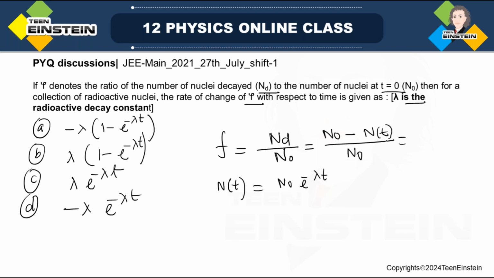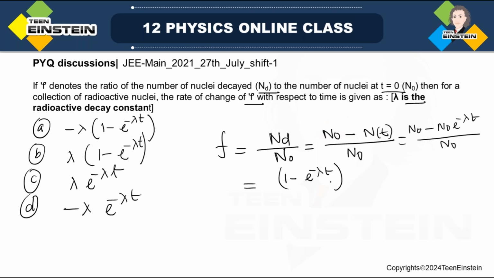Let me clean this. This N of t is the number of nuclei present in the radioactive sample after time t. So that we have written, N0 minus N0 e to the power minus lambda t, divided by N0 here in the denominator. So now we get 1 minus e to the power minus lambda t. So this is actually the ratio.